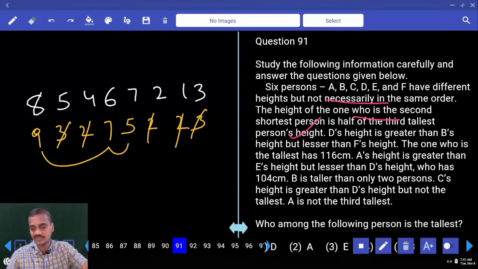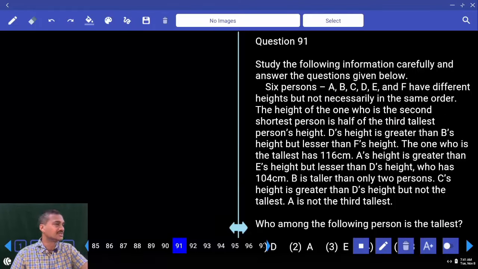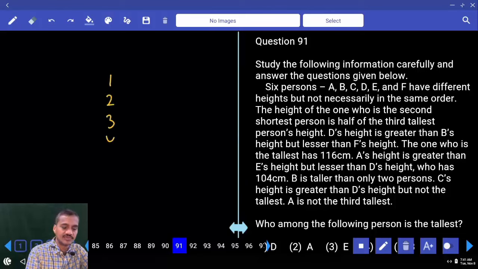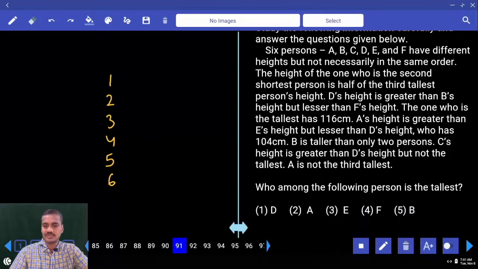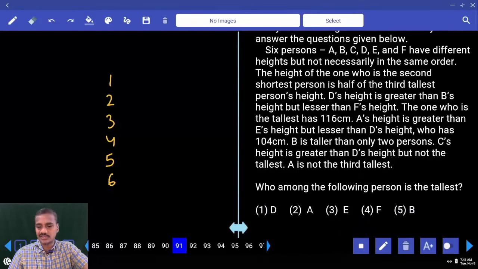Then 91 onwards. Now here there are some 6 persons. These 6 persons are being compared in their height. 1, 2, 3, 4, 5, 6. Now D's height is the height of the one who is the second tallest. The second shortest person is half that of the third tallest. Now if the third tallest person is x, this person's height must be x by 2.